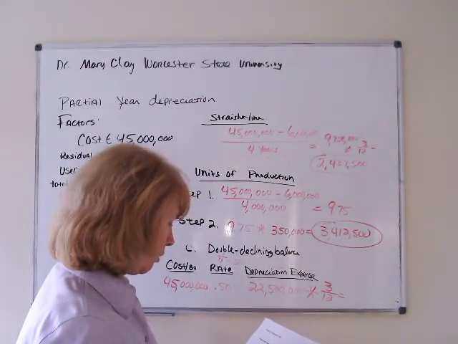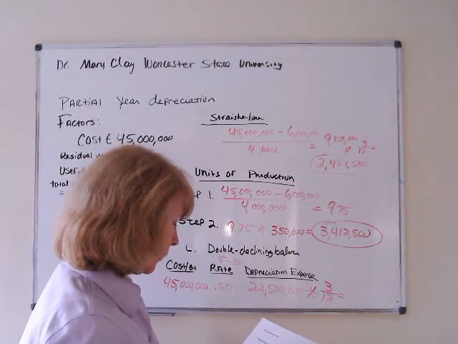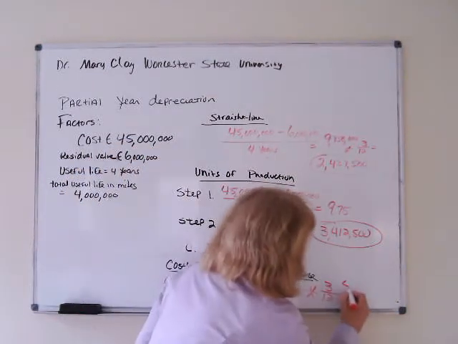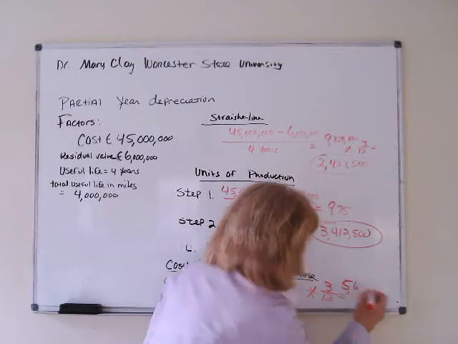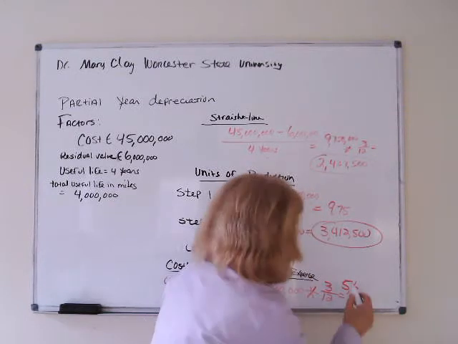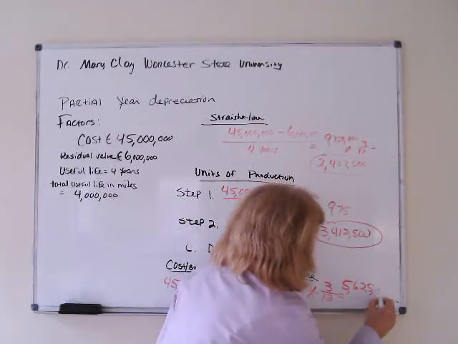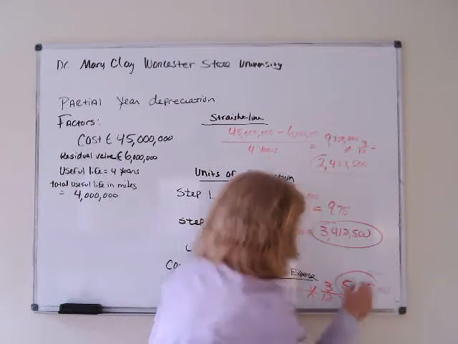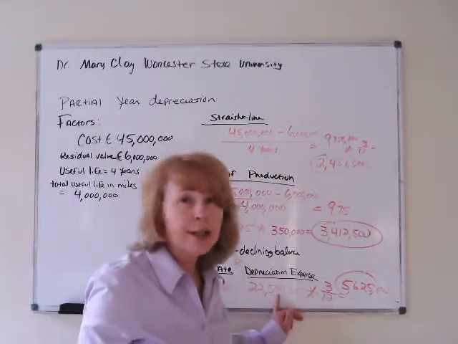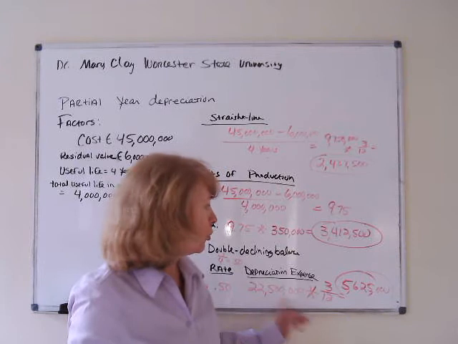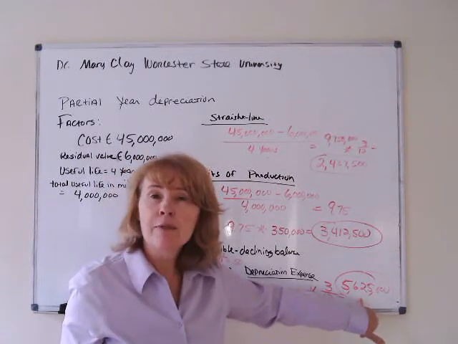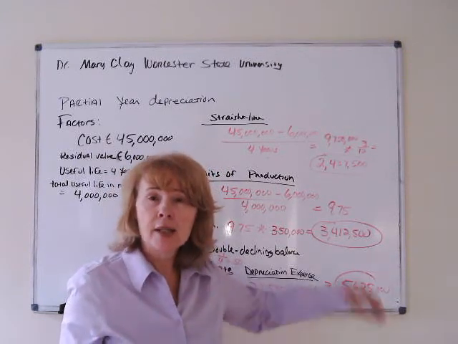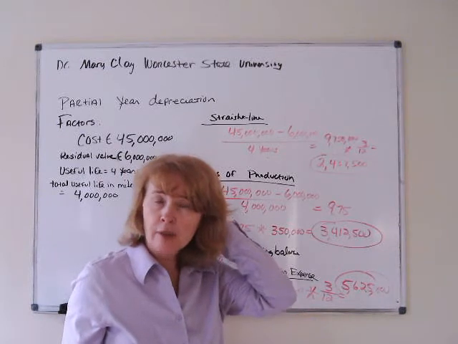22,500,000 times 3/12, and you get 5,625,000. Let me circle that and let me make this clear. Your answer is not 22,500,000. Your answer is 5,625,000 because it's partial year.